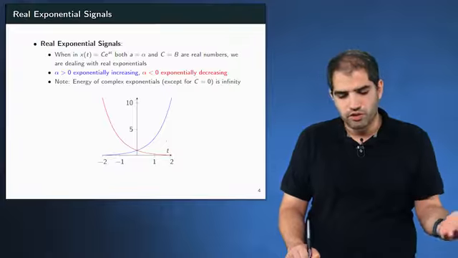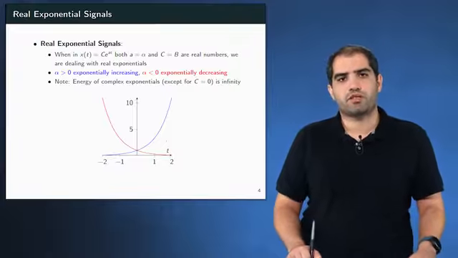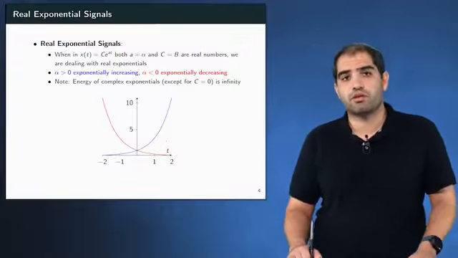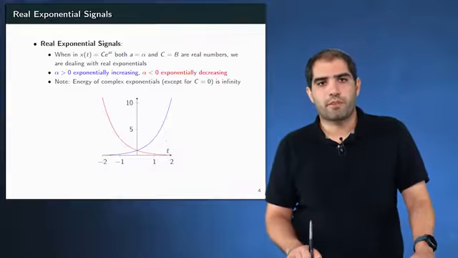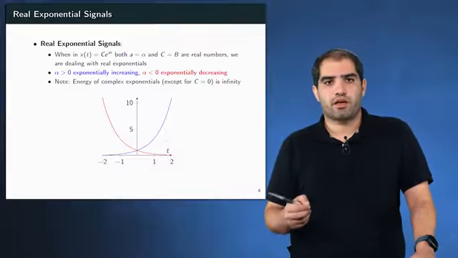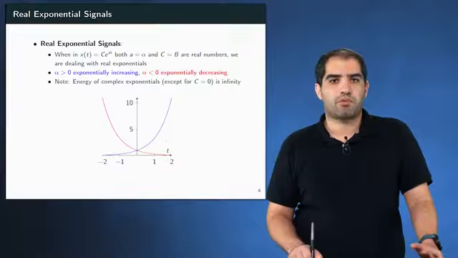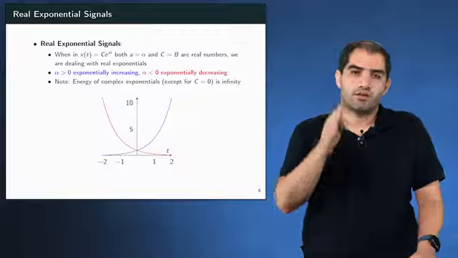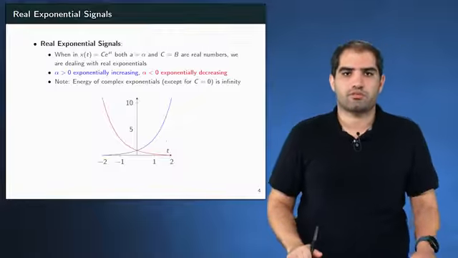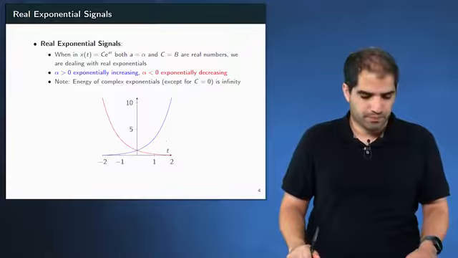For the real exponentials, again, we have the imaginary part of a equal to 0, and a is purely a real number. So when a is positive, we have an exponentially increasing signal, and when a is negative, we have an exponentially decreasing signal.